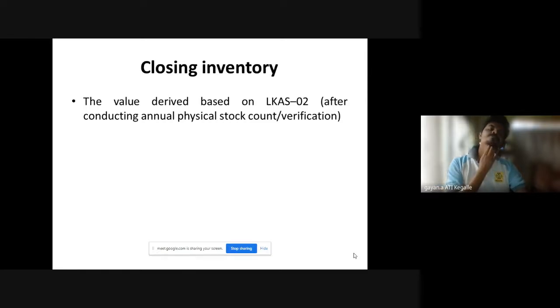Here, first of all, I am going to discuss the closing inventory, the adjustment of closing inventory. All of you may be aware of this now.